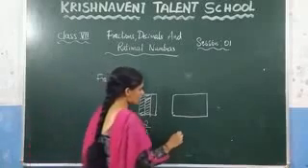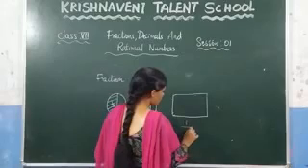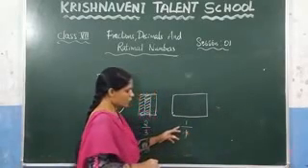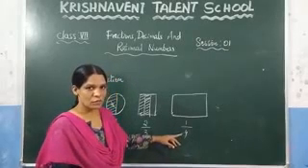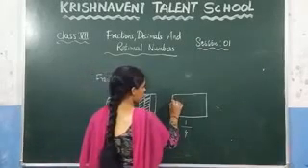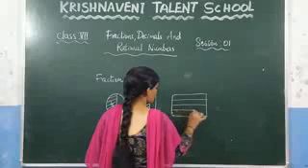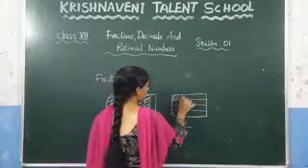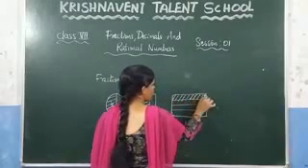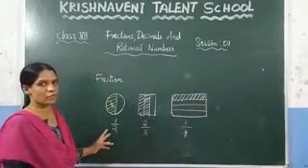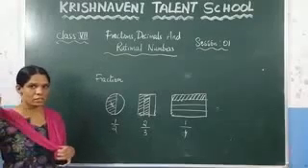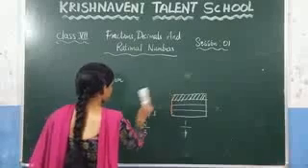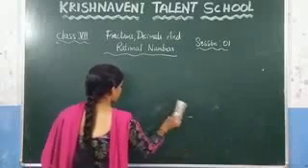If you want to represent this one, suppose consider 1 by 3 or consider 1 by 4. So here in the denominator which number is there? 4. So you need to divide this one into 4 parts. 1, 2, 3, 4. Since the numerator is 1, you need to shade 1 part. Like that you can represent any figure divided in the form of a fraction. So what is meant by the fraction? Fraction is nothing but a part of the whole.